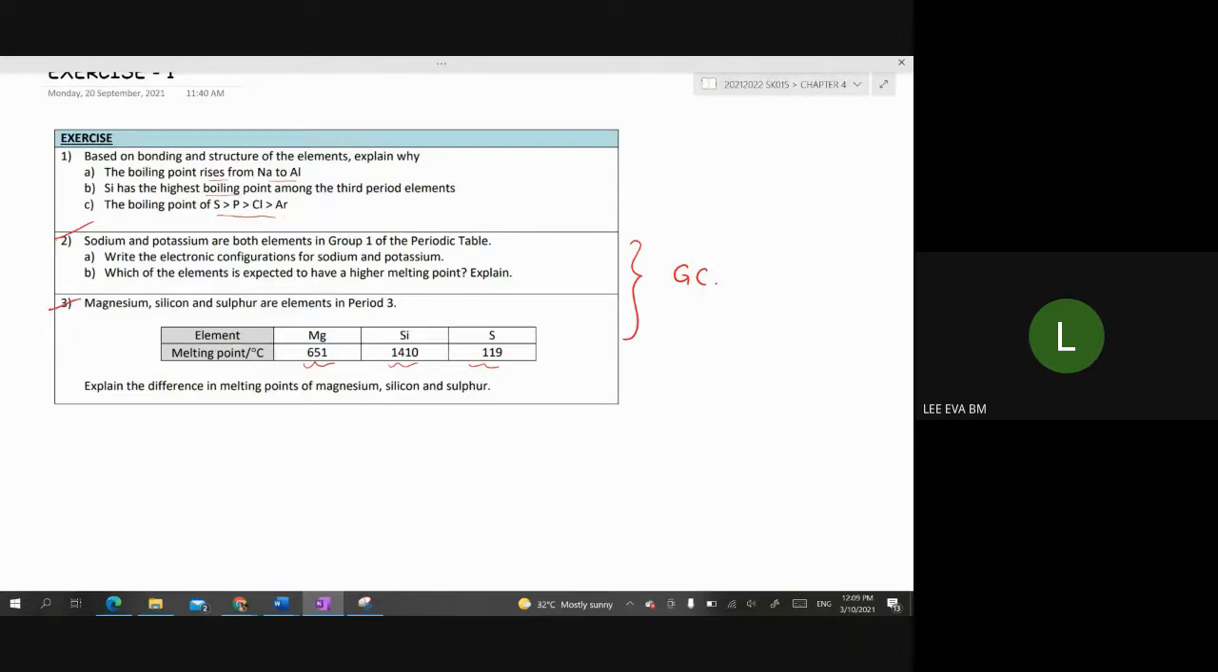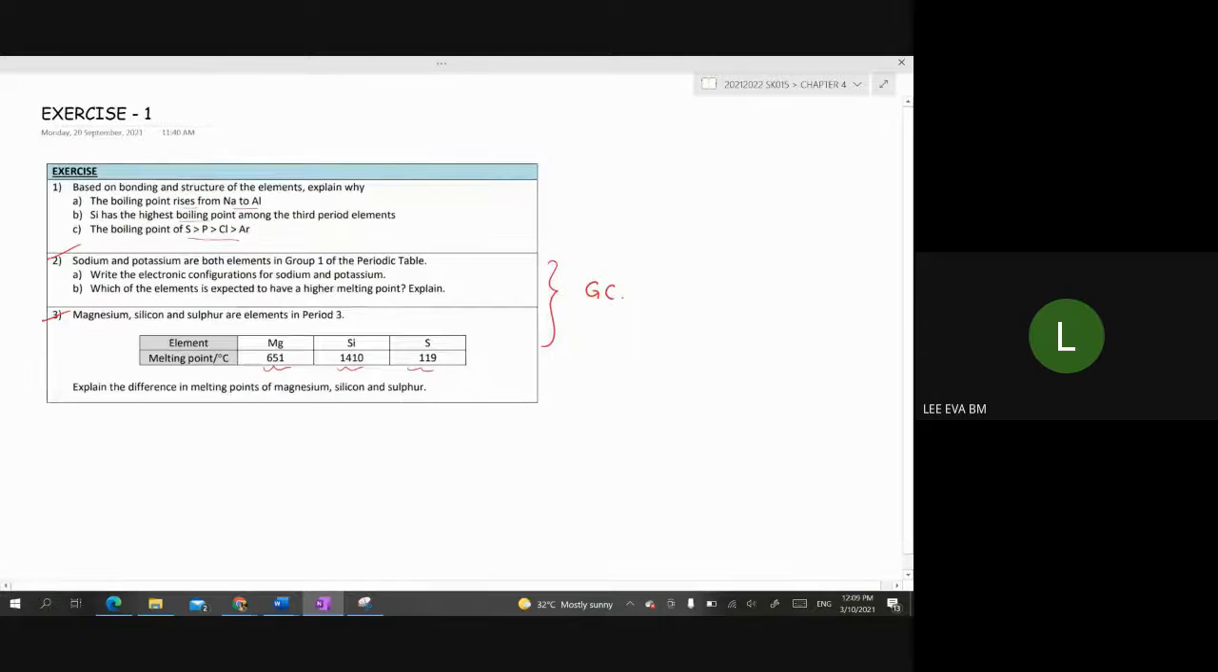Submit into GC. The answers you can check afterwards, after the deadline is due, Madam will upload.